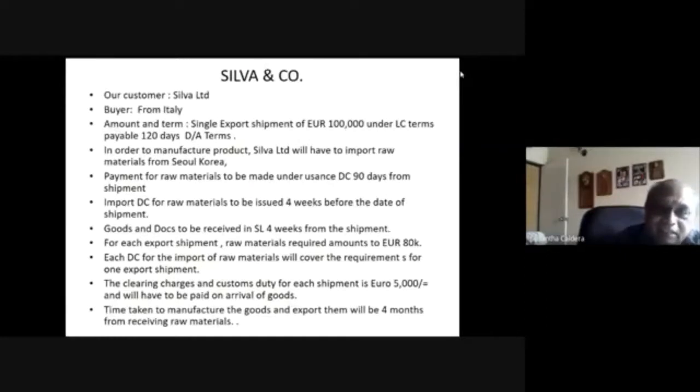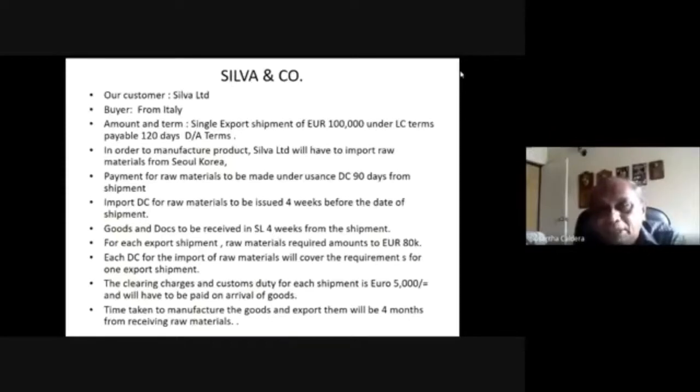Right? None of these is difficult. You can mark it on a straight line. There are a few small issues. This last one: the time taken to manufacture the goods and export them will be 4 months from receiving raw materials. It will take 4 months to manufacture the goods, and after that they have to export it.